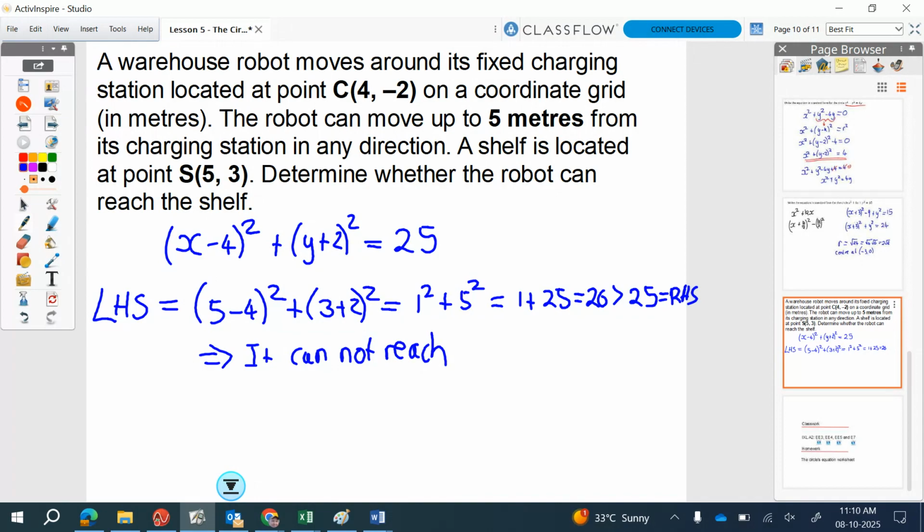Alternatively, you can find the radius of the circle is root 25, and then you can go from C to S with the distance formula and show that it is root 26, and root 26 is more than root 25. Isn't the radius 5? Yes, root 25. So if you're comparing root 26 to it, it's easier to compare that. So we have a choice to use the distance formula or the circle.